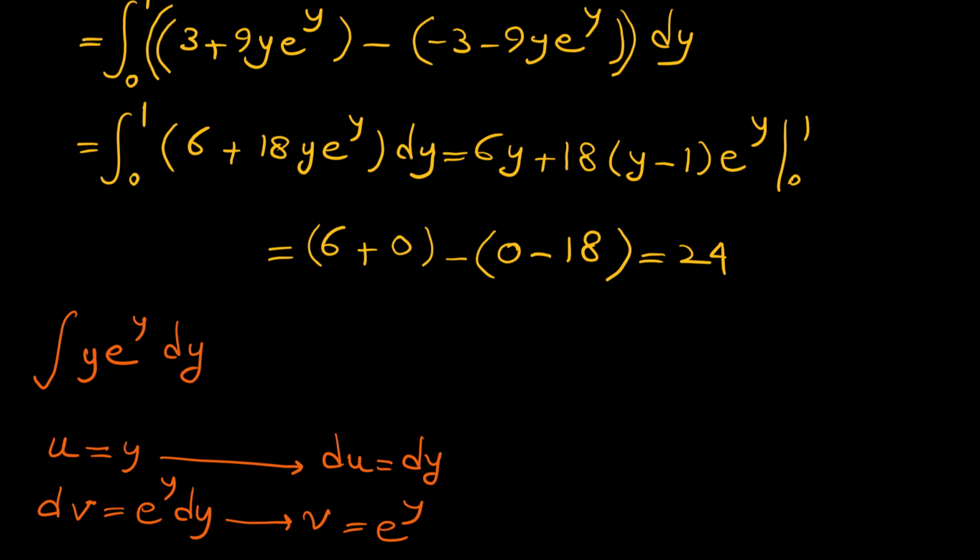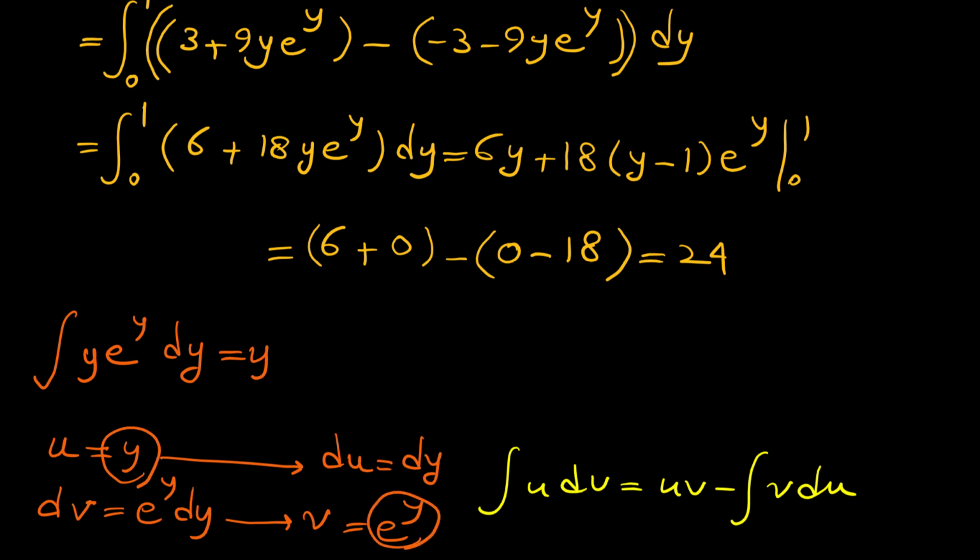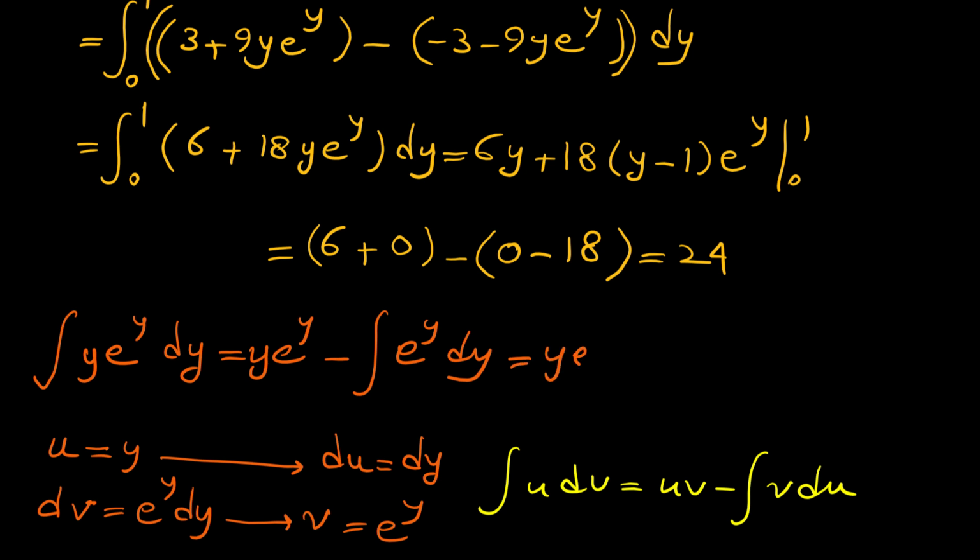Now let me remind you the integration by parts formula. Integral of u dv is uv minus integral of v du. Based on this formula, the answer of this integral equals uv, u is y, and v is e to the y. So y e to the y minus integral of v, which is e to the y, du, du is dy. Now we have to find the integral of e to the y. So we have y e to the y minus integral of e to the y is again e to the y.